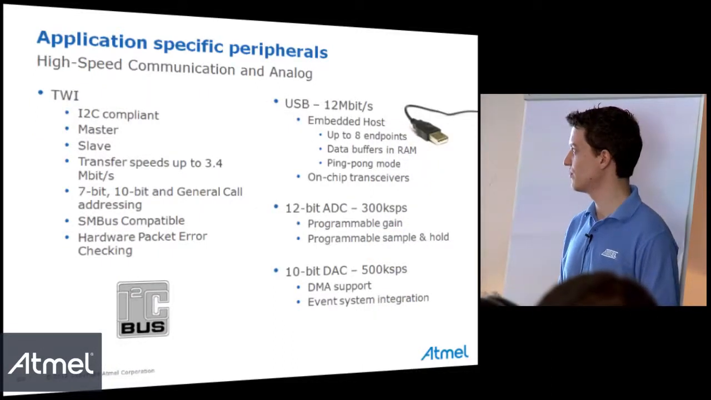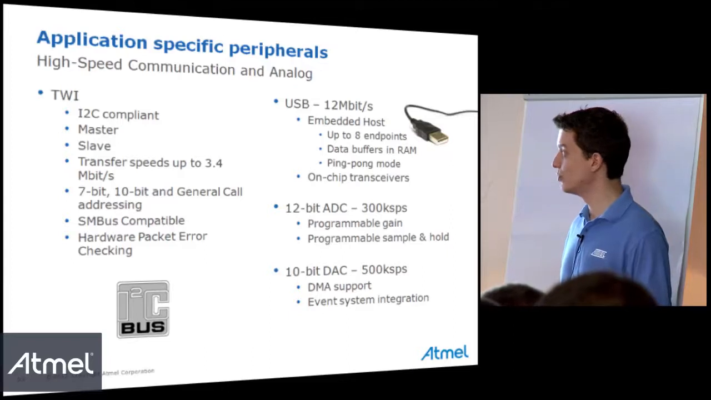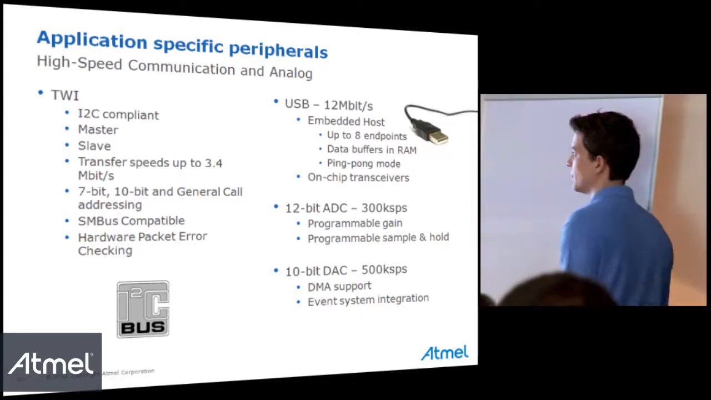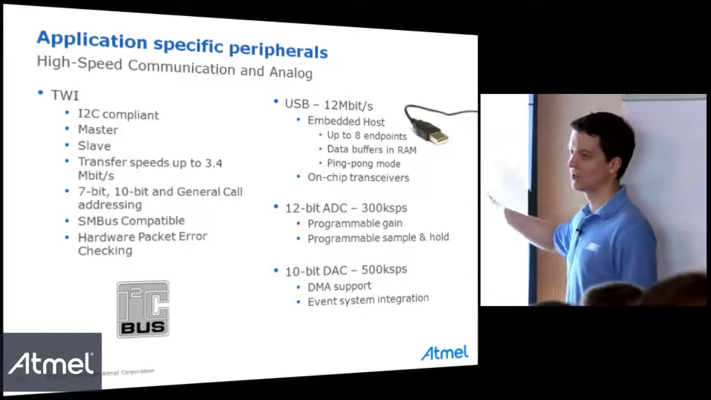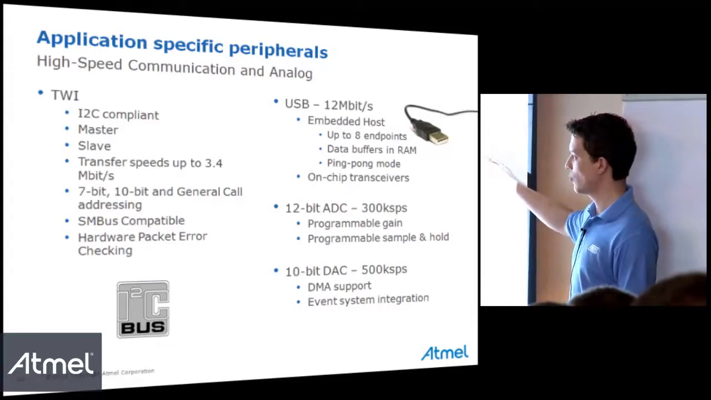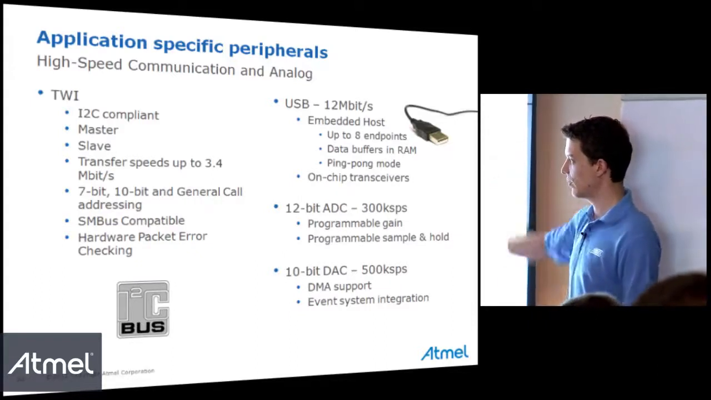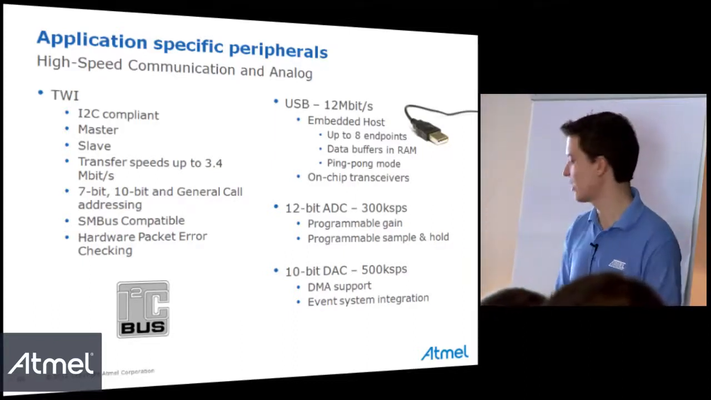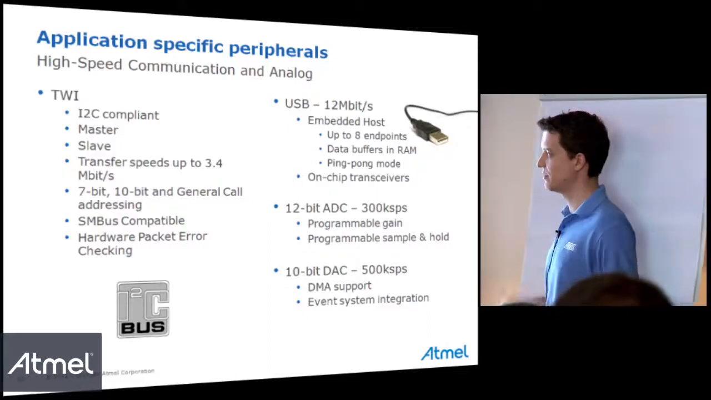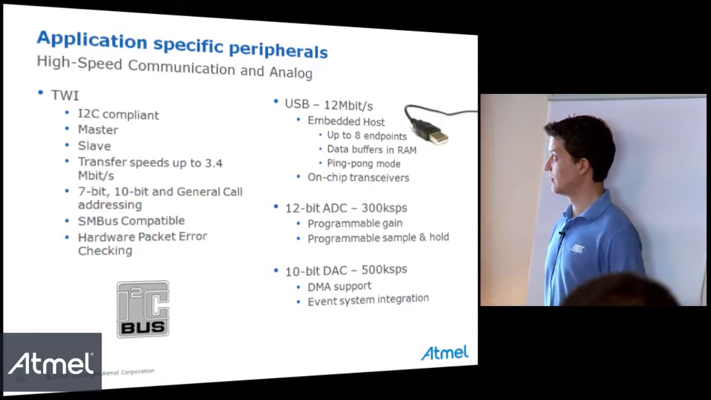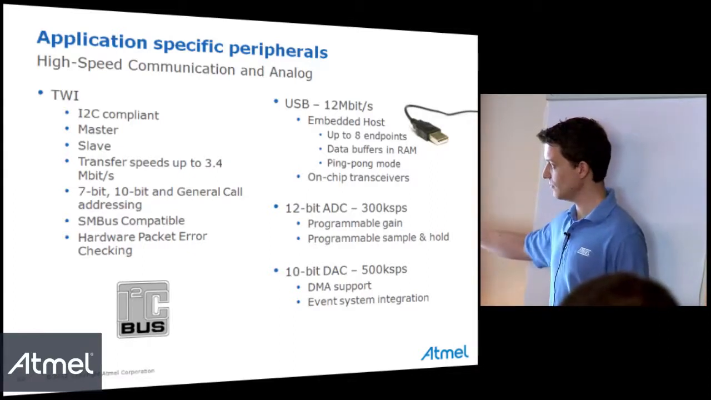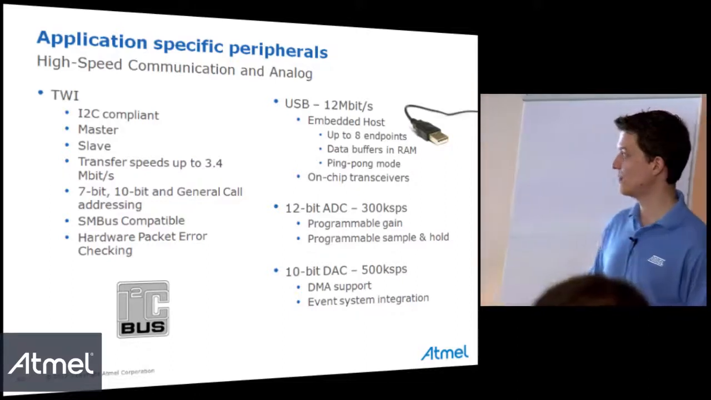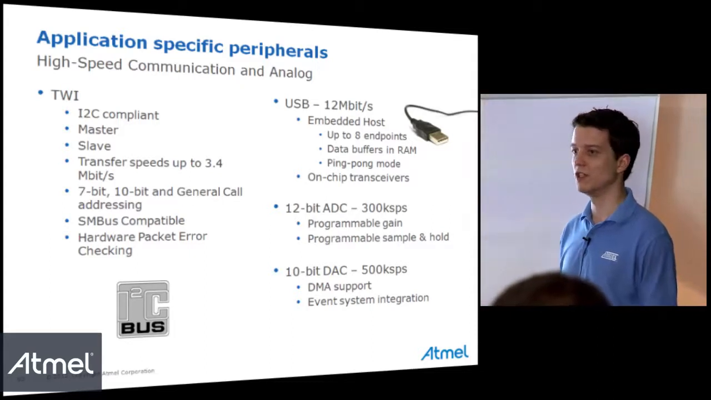In terms of communication peripherals and analog, we have three. I will not go into detail. A USB, which is 12 megabits per second USB with an embedded host. It will depend on the device that you have selected. What is important on the USB is that we have the on-chip transceiver, so no need to have a transceiver in an external component. It's already embedded in the USB controller. We have a 12-bit ADC and a 10-bit DAC. Most of these peripherals are compatible with PDC or DMA.